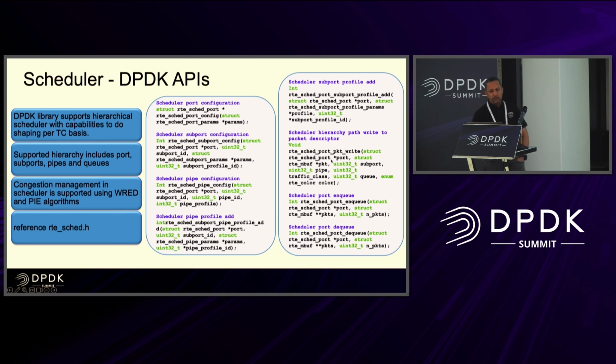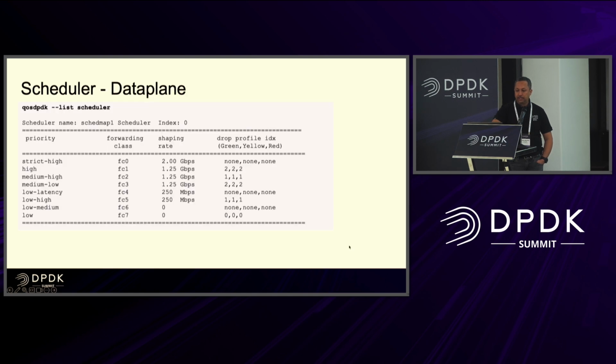And then how do you stitch the scheduler to the previous blocks? So you pass the color as an input. We mark the packet in the rte_mbuf. There's the API scheduler port packet write, which overrides the value. And internally, the scheduler code uses the color and the forwarding class as required. Then we enqueue to the port, dequeue from the port, and after the dequeue, the packet can be sent out on the physical NIC, TX.